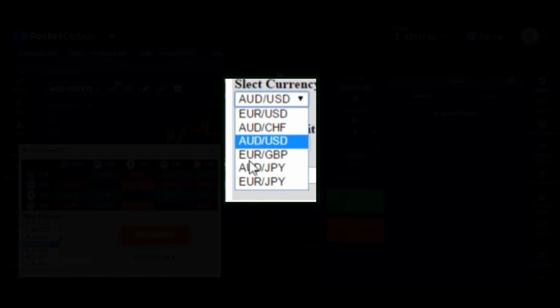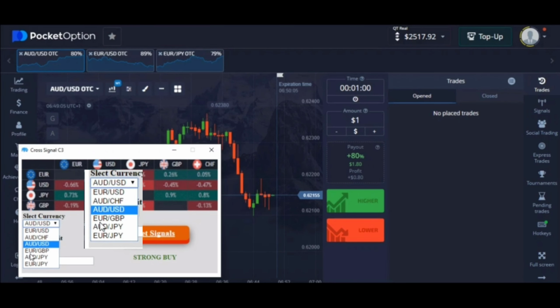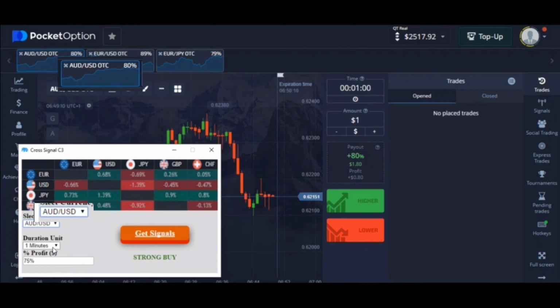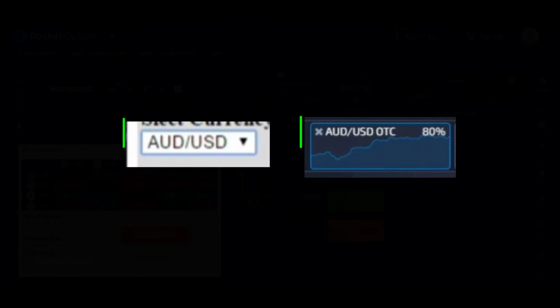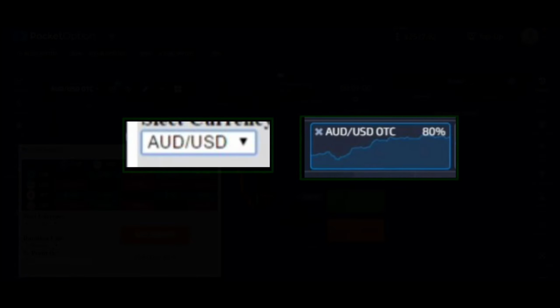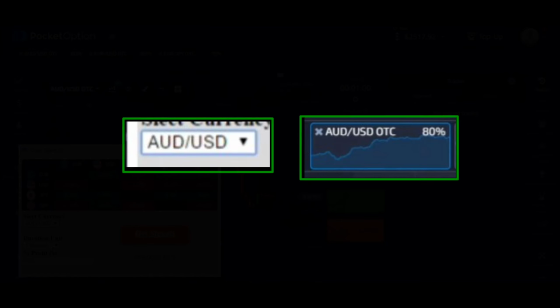These are the markets of the C3 Cross Signal bot that you can choose and use in this trading. The Pocket Option market is the one I chose in this trade. Make sure the market you choose is available on the C3 Cross Signal bot, then match it with the Pocket Option market you choose.